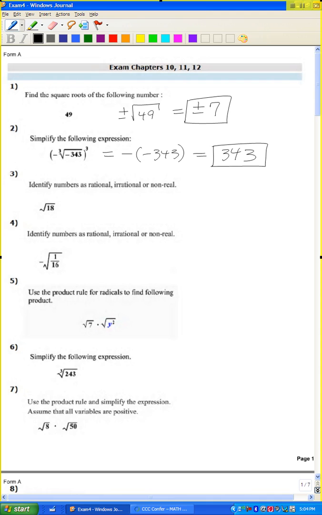Problem 3. Identify the number as rational, irrational, or non-real. Well, since 16 is not a perfect square, then this will be an irrational number. Identify the number as rational, irrational, or non-real. Since 1 over 16 is a perfect square, then the square root of 1 over 16 will be rational. So negative radical 1 over 16 will be rational.